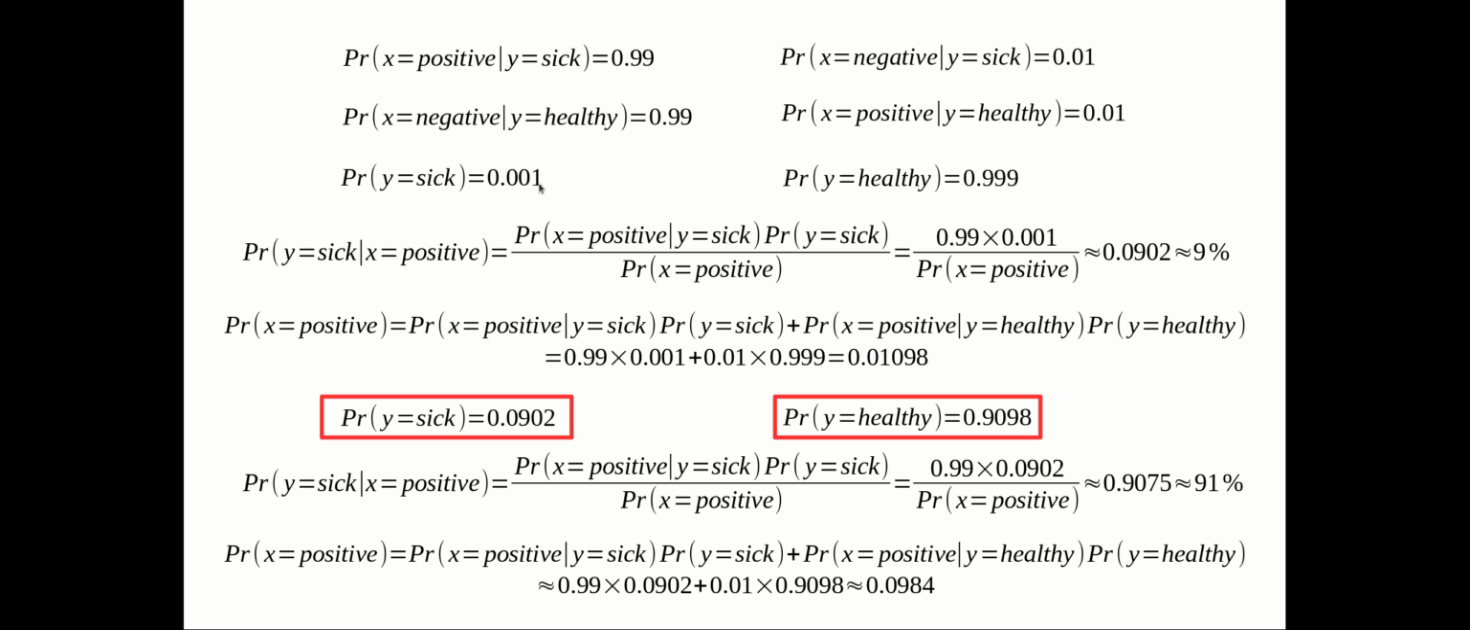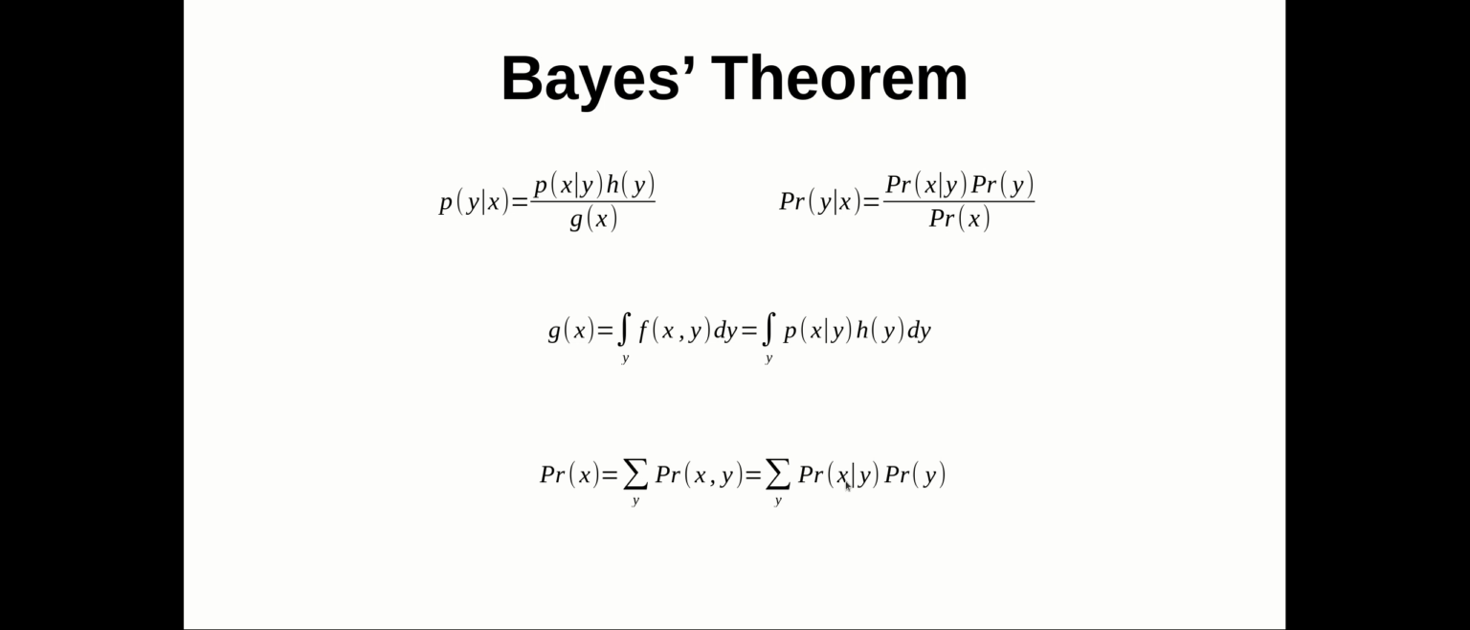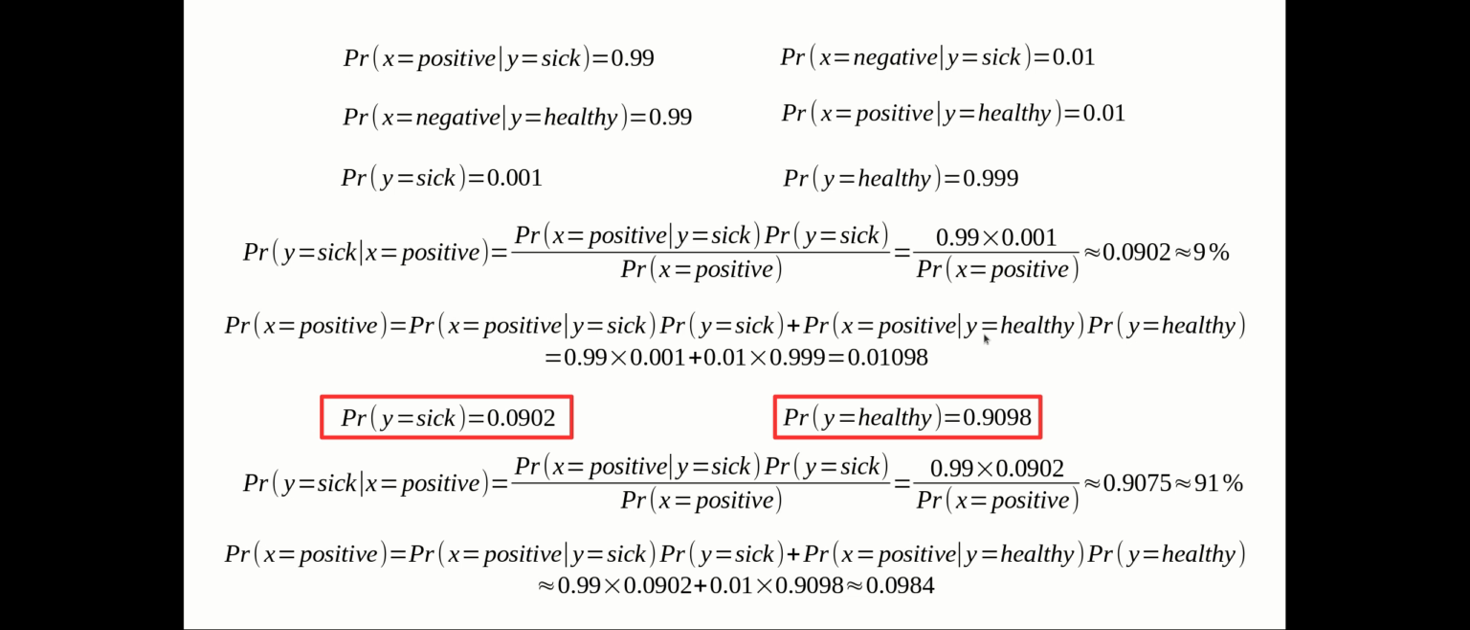So P(X = positive | Y = sick) times P(Y = sick), plus P(X = positive | Y = healthy) times P(Y = healthy). And that's exactly what I'm writing here: P(X = positive | Y = sick) times P(Y = sick), plus P(X = positive | Y = healthy) times P(Y = healthy), right?